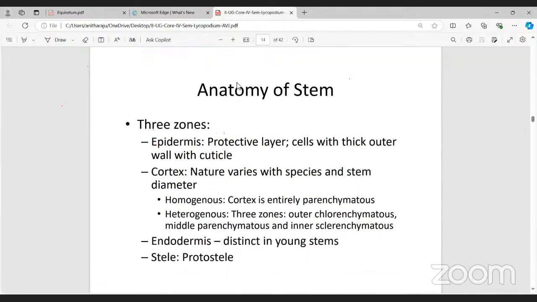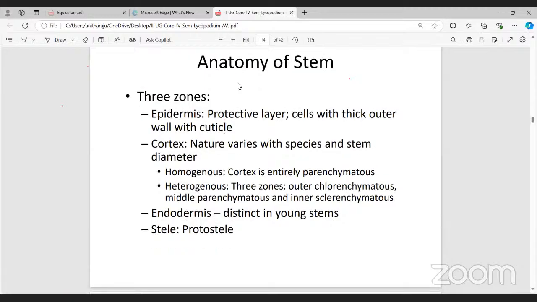And this is important: anatomy of stem. It is important for theory and practical also. Already you have section cutting, right? Yes, sir. If the examiner gives the Lycopodium stem as section cutting material, you have to make a section and observe under the microscope. If you take a section and observe under the microscope, you can see some characters. Let's discuss one by one. I already told you.